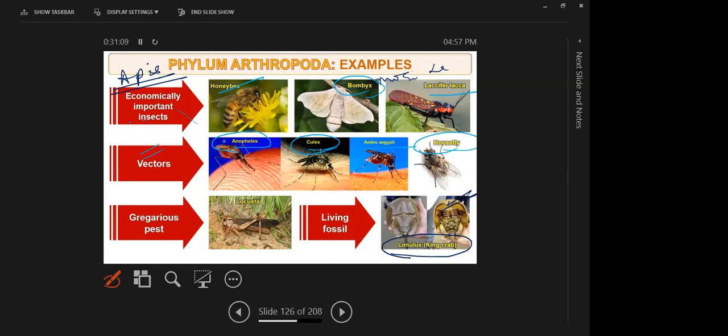So Anopheles is a vector. Culex is a vector. Aedes is a vector. Housefly is a vector. And locust is a pest which destroys the crops. And living fossil is Limulus. These are the key points.